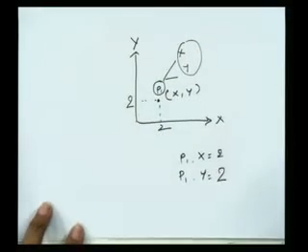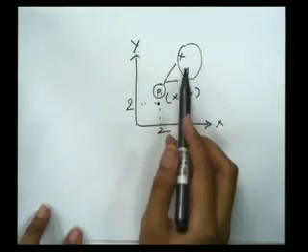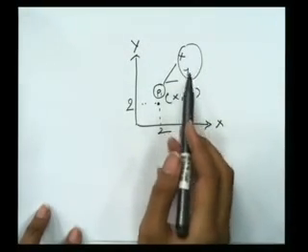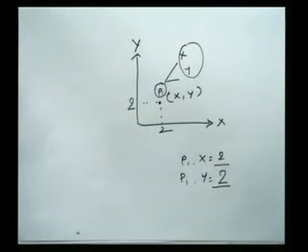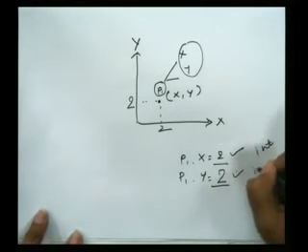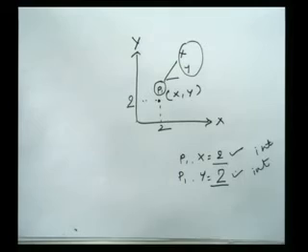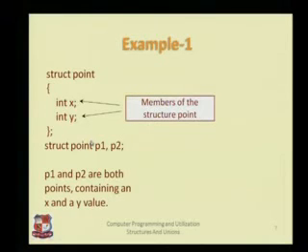P1 cannot be just P1. P1 should have x and y coordinates with it, right? So we write x and y coordinates, and those coordinates have the values 2 and 2. Again they are of the same type, integer, and the next one is also integer, but it's not compulsory that we will always have the same data type. We can also have different data types. So I am creating a structure for this particular thing.